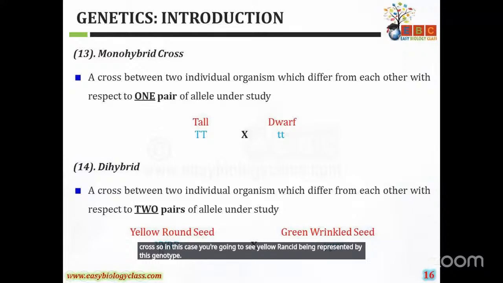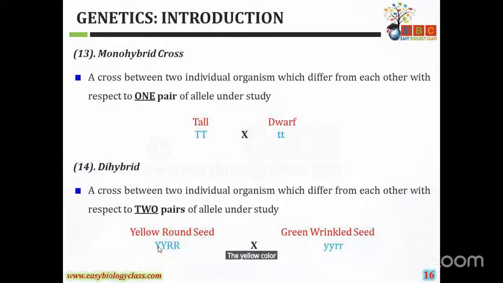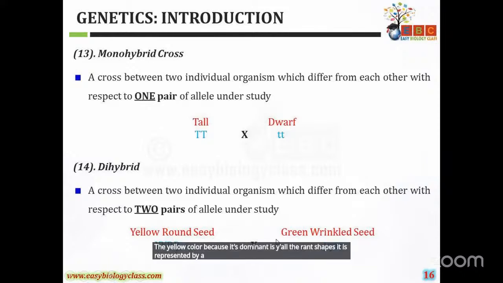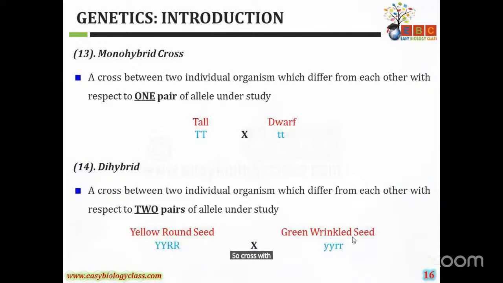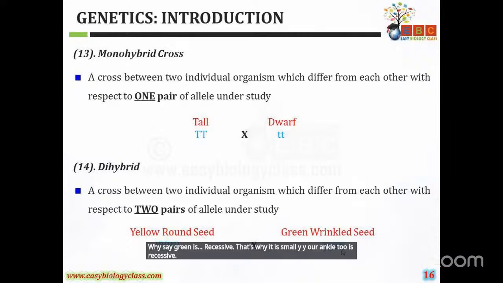The yellow color, because it's dominant, is YY. The round shaped seed is represented by a capital RR. So cross with green wrinkled seed. What I said, green is recessive. That's why it is small yy. And wrinkled too is recessive. That's why we have small rr.